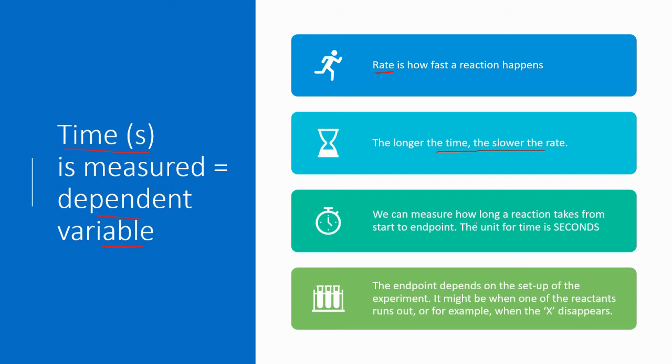So we're going to measure how long a reaction takes from start to end point, and we're going to do it in seconds. Seconds is the unit. Really important that you include the unit in your investigation. The end point depends on the setup of the experiment. It might be when one of the reactants runs out, or for example, when the cross disappears.